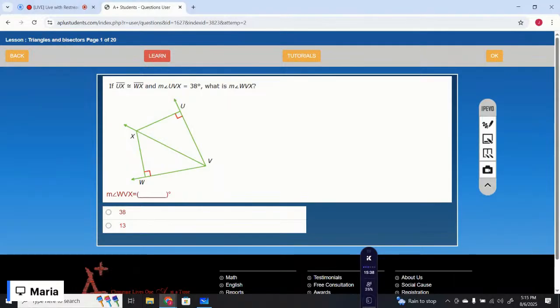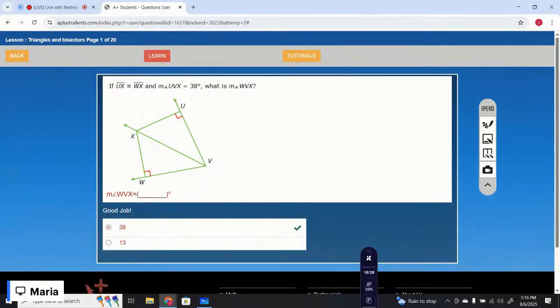If triangle UVX is similar to triangle WVX and angle UVX is 38 degrees, what is the measurement of angle WVX? So triangle VWX is similar to triangle VUX, right? So if angle VUX is 38 degrees, that means angle WVX is also 38 degrees. Option number 2 is the correct option. That is 38. Option number 1 is the correct option.